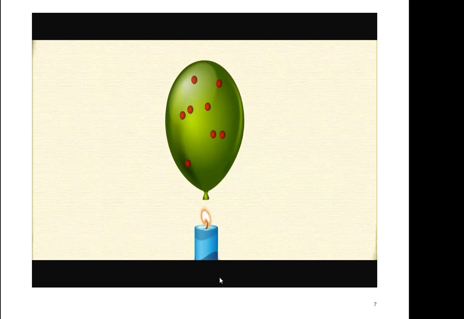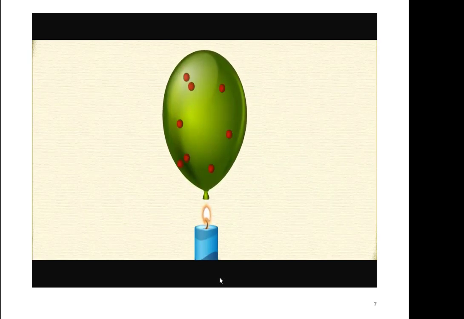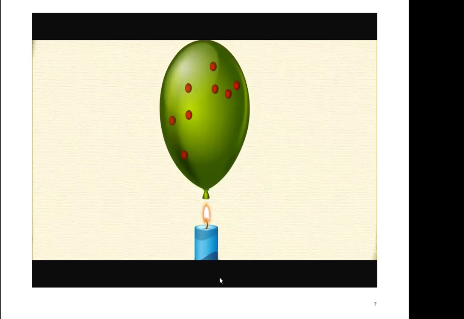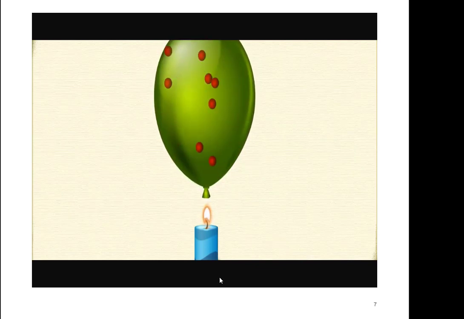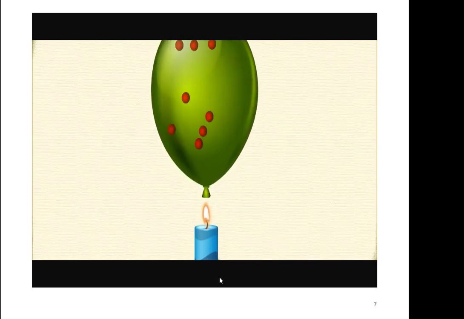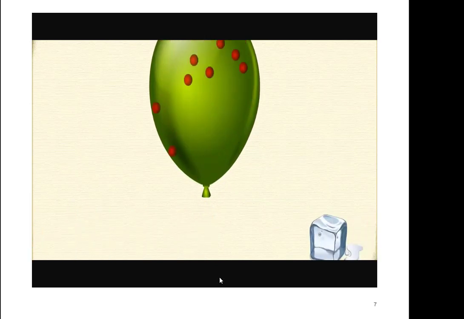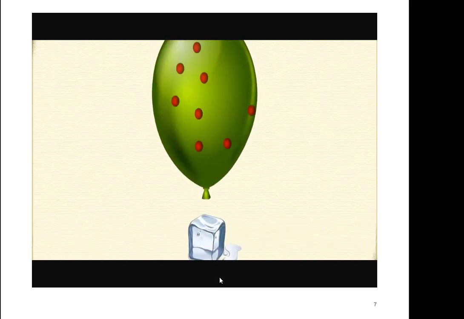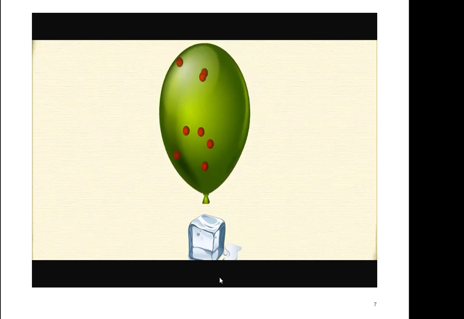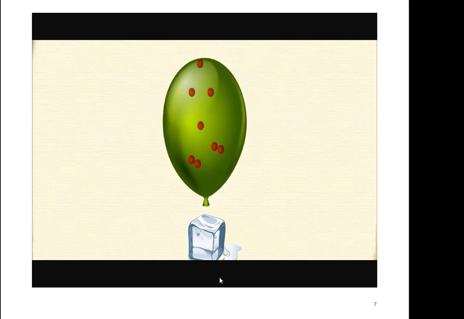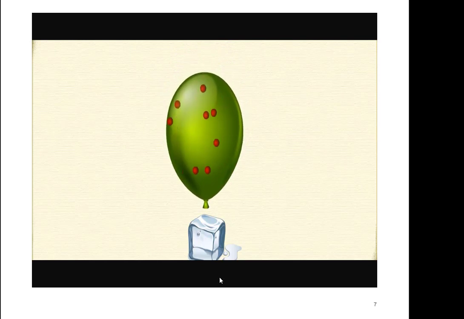Let's take a balloon having some gas. When we heat it, its volume increases. As the temperature increases, the volume also increases. You can observe. And when the temperature decreases, by putting some ice under this balloon, the volume is also decreasing. You can see.